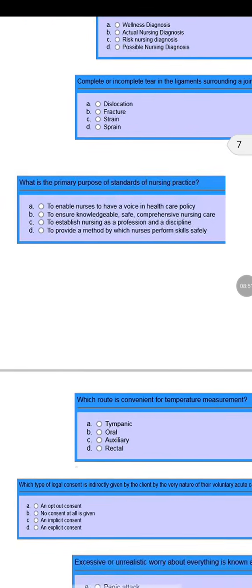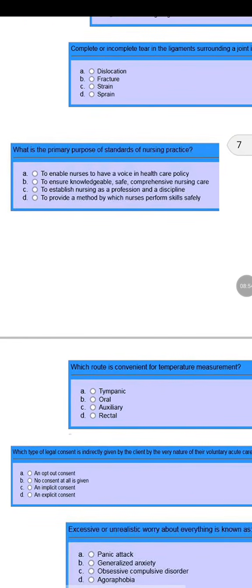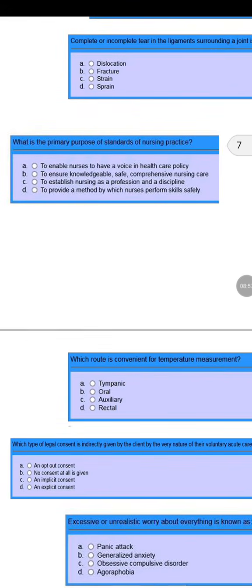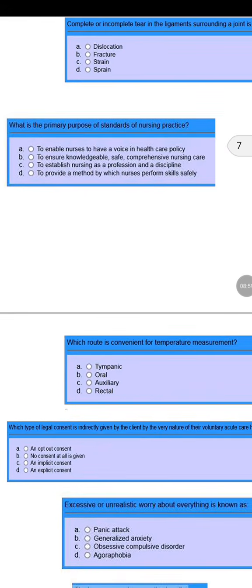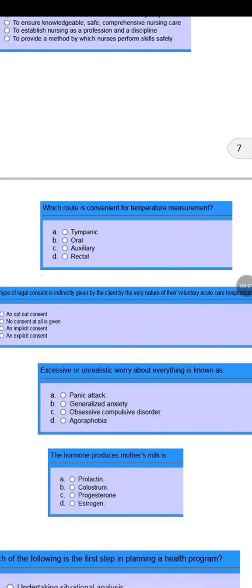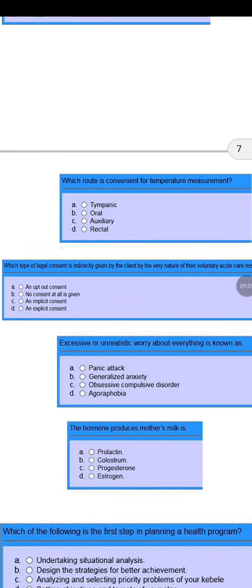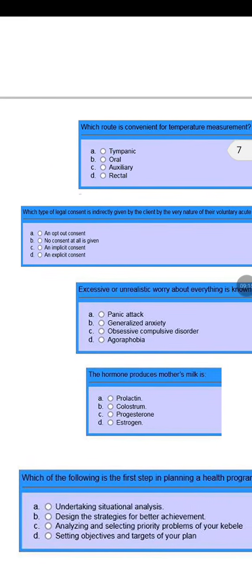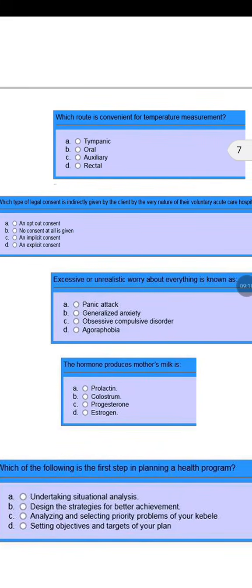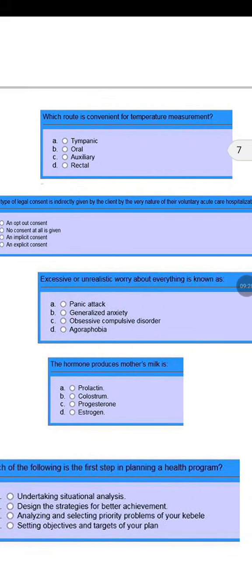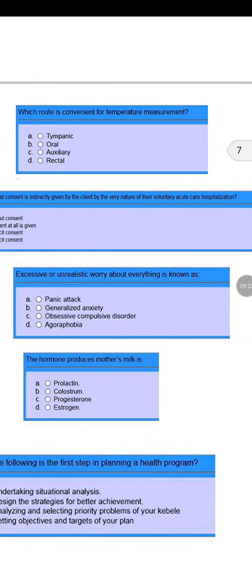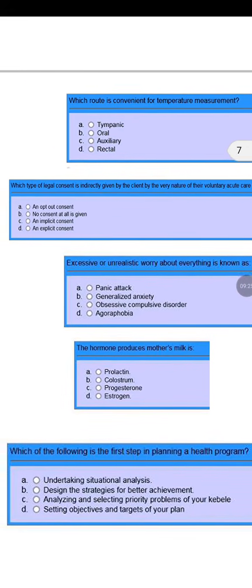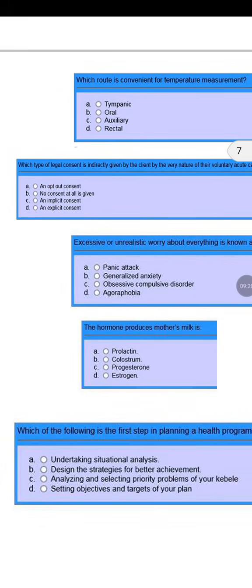What is the primary purpose of standard nursing practice? To ensure knowledge of safe, comprehensive nursing care. Which route is used for temperature measurement? Tympanic. Which type of legal consent is indirectly given by the client by the very nature of voluntary care or hospitalization? Implied consent.